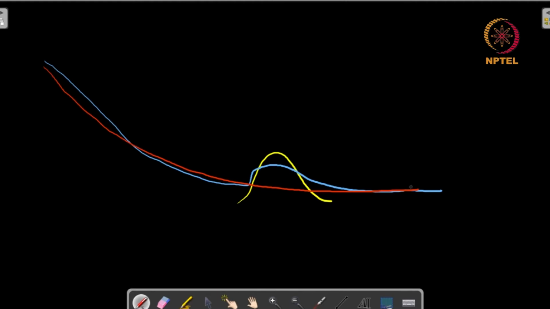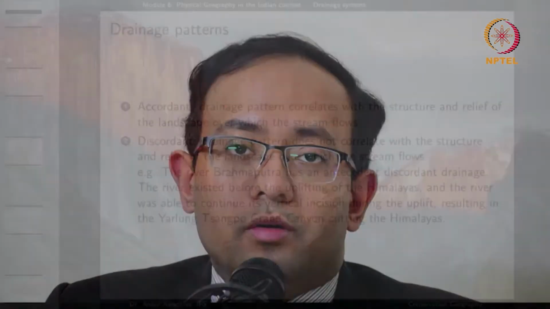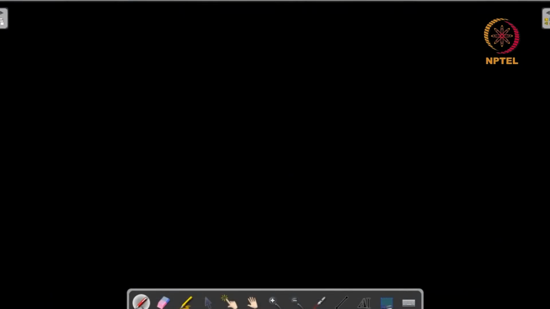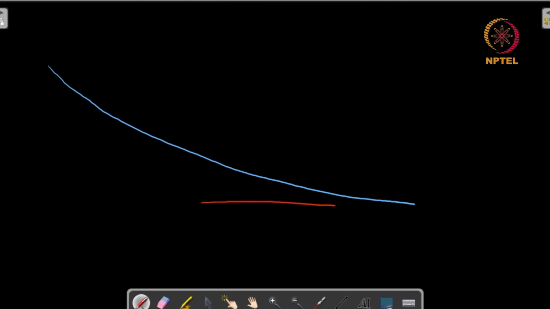Now, in the normal sense, we do not expect a river to perform a great amount of cutting if it encounters a hill. The easy way is to just bypass the hill. But we can observe a discordant pattern in situations such as if there is an uplift going on. So in this case, it is possible that the river was flowing like this, following the earlier slope of the land, but then there was an elevation of this portion.